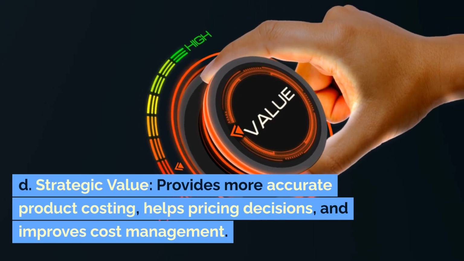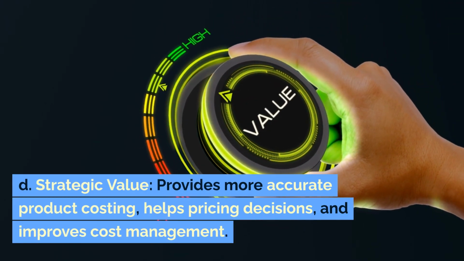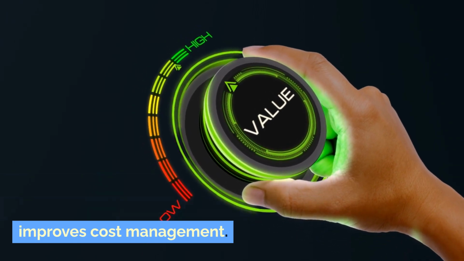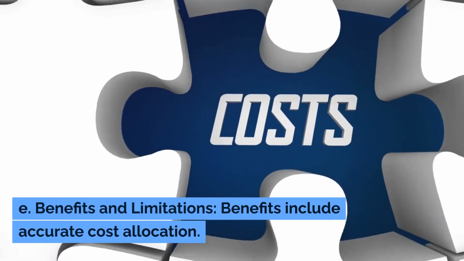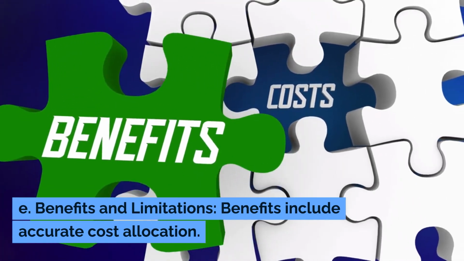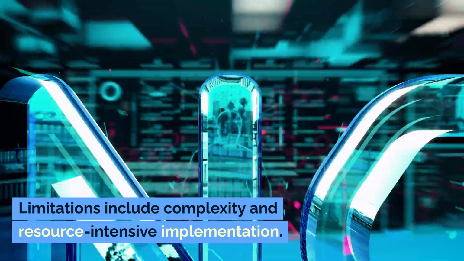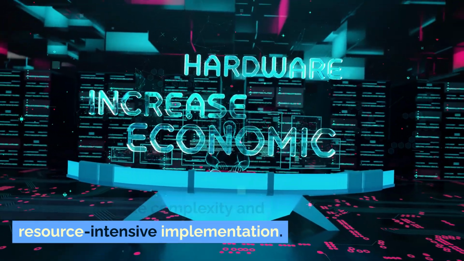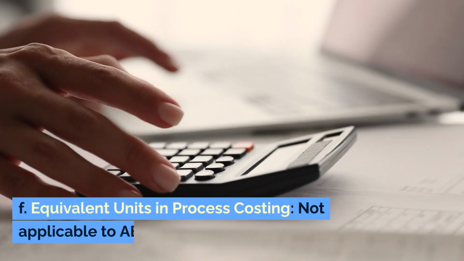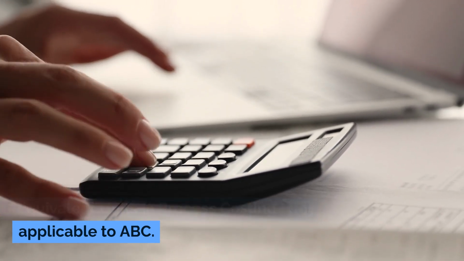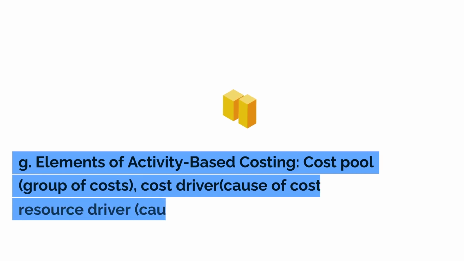D. Strategic value. Provides more accurate product costing, helps pricing decisions, and improves cost management. E. Benefits and limitations. Benefits include accurate cost allocation. Limitations include complexity and resource-intensive implementation. F. Equivalent units in process costing. Not applicable to ABC.